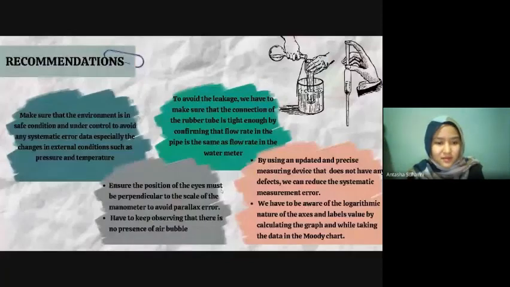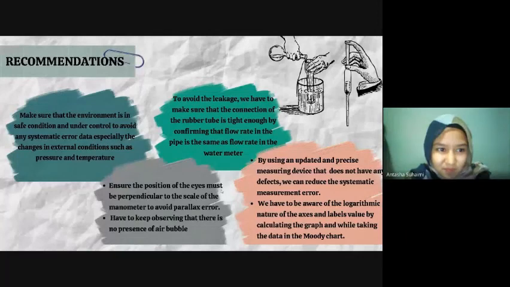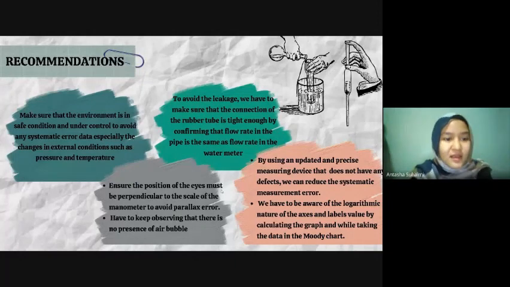Next slide. These are some possible recommendations that we can do to improve the results, to make sure that we can get accurate data. The first one is that we have to make sure that the environment is in a safe condition and under control to avoid any systematic error, especially changes in external conditions such as pressure and temperature. Then we have to ensure that the position of our eyes is perpendicular to the scale of the manometer to avoid parallax error.